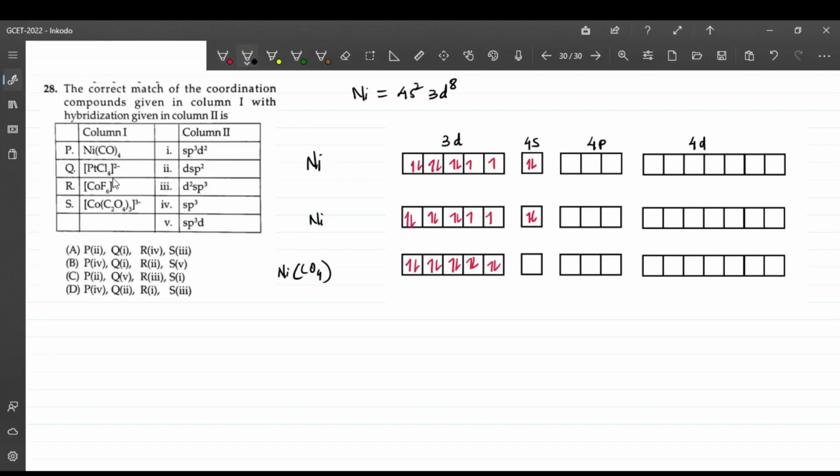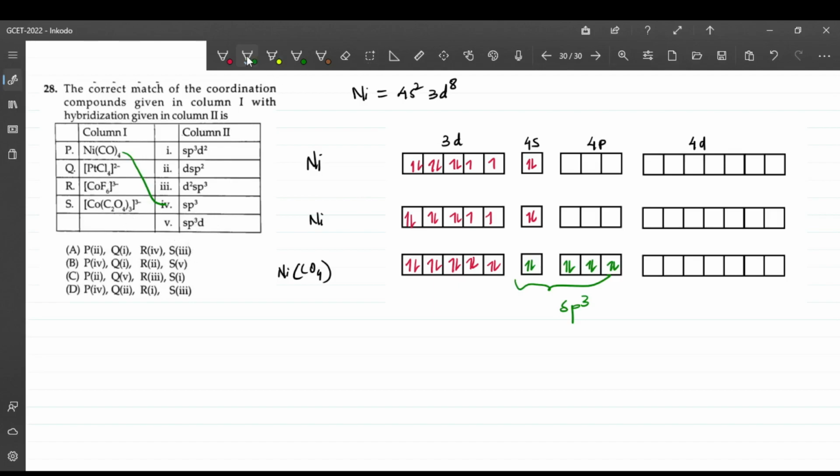So now how many ligands are there? There are 4 ligands. I will write the ligands in a different color. I will use this green color for the electrons of the ligand. So these are ligand 1, 2, 3 and 4. So this hybridization is what? 1 of s orbital and 3 of p orbital, right? So this hybridization is sp3, means nickel is sp3 here.